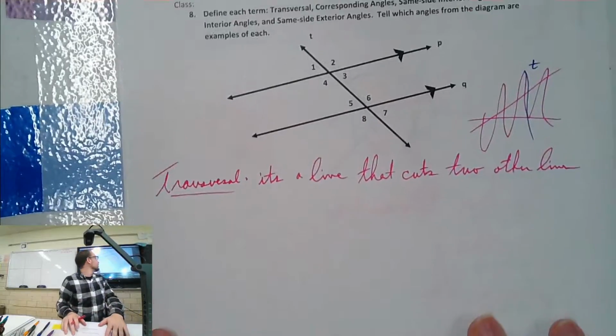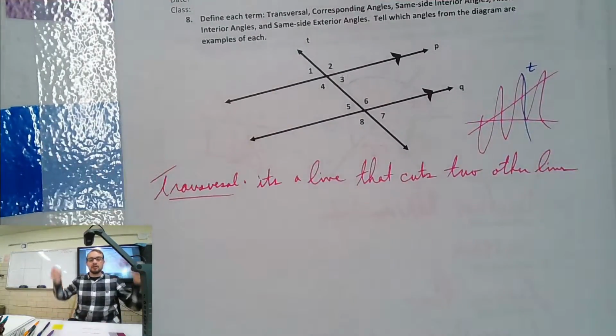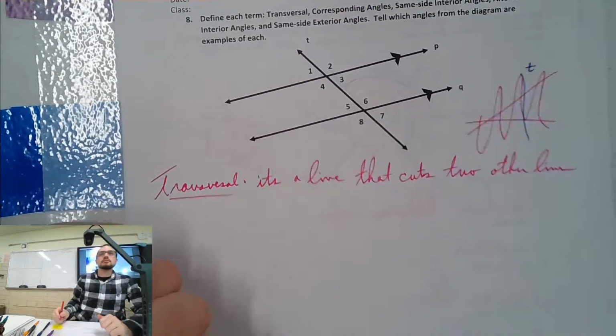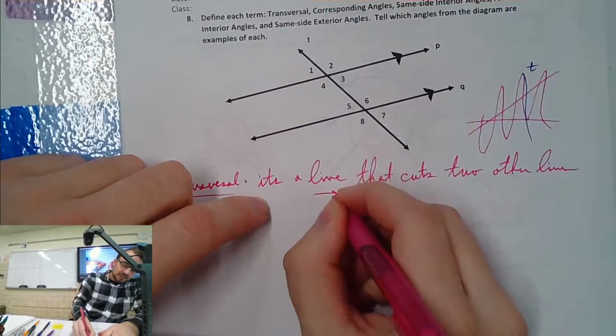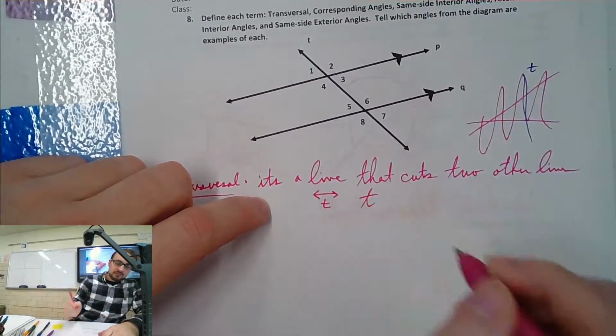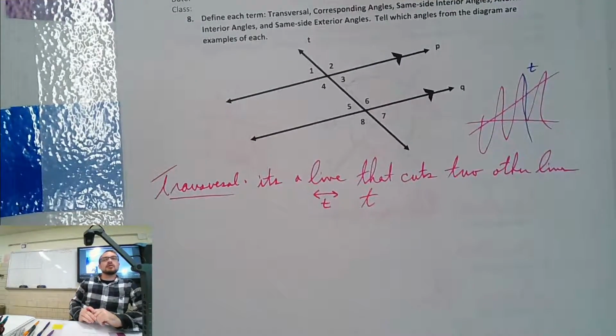So in our diagram, what figure here, angle, line, whatever, is an example of a transversal? T, line T. You can write it like this. I hate writing lines like that. Or you can just do a cursive T, because cursive lowercase letters are almost always lines.